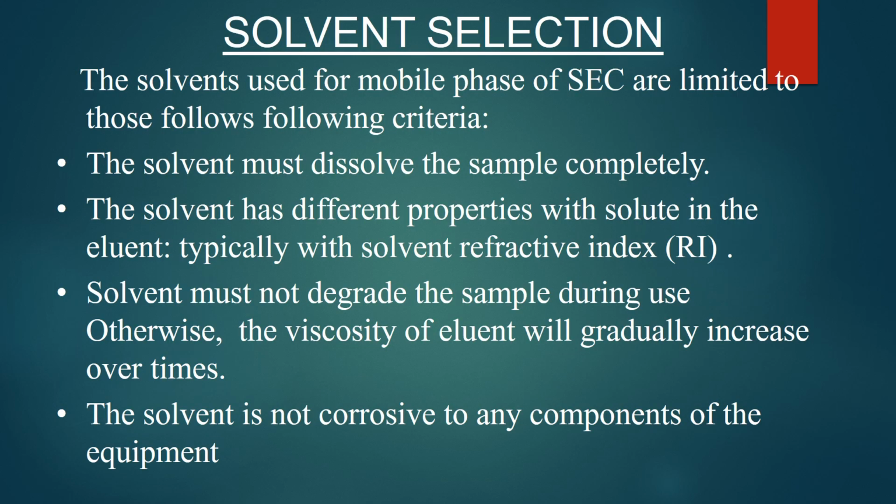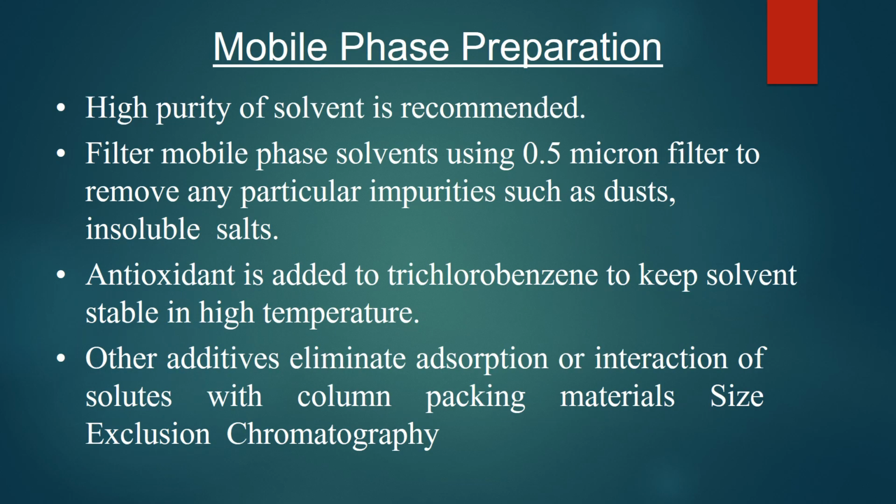Solvent selection. The solvents used for the mobile phase of size exclusion chromatography are limited to those following criteria. The solvent must dissolve the sample completely. A solvent has different properties from the solute in the eluent, typically the solvent refractive index, that is RI. The solvent must not degrade the sample during use, otherwise the viscosity of the eluent will gradually increase over time. The solvent is not corrosive to any components of the equipment.